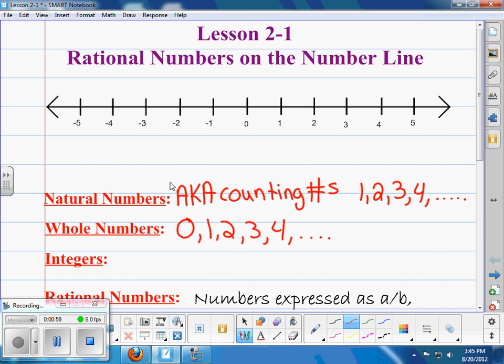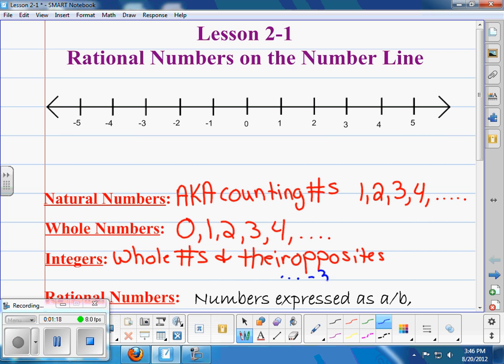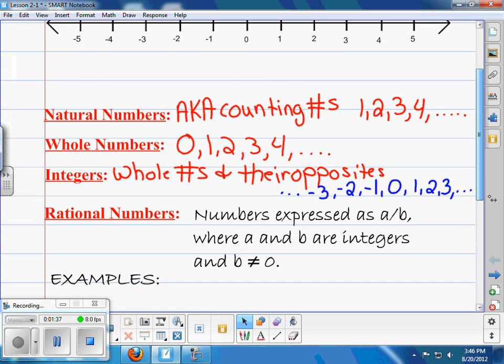Integers are all of the whole numbers and their opposites. So that would be something like ... -3, -2, -1, 0, 1, 2, 3, ... There are no decimals in the integers, nor are there fractions in the integers. Only the whole numbers and their opposites.